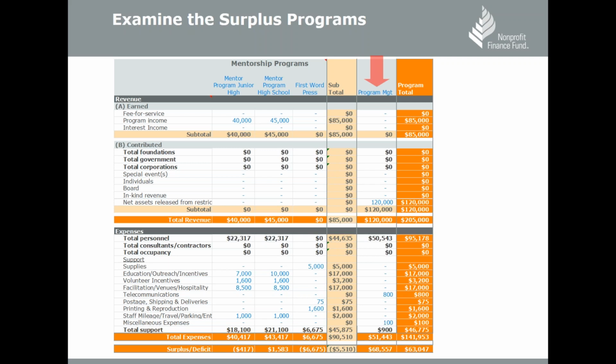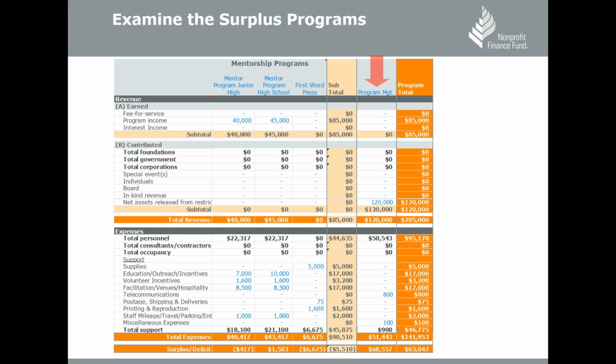We find a $120,000 restricted grant that has to be used in mentorship, but the organization has some flexibility as to how they can spend those dollars. In addition, they have a program manager who oversees all of the mentorship programs. So both the revenue and the program director will go into this column.